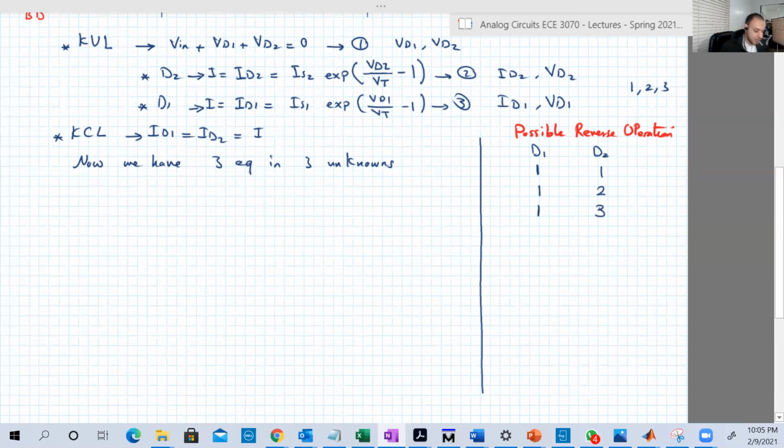Maybe diode 1 in region 2 and diode 2 in region 1. Maybe diode 1 in region 2 and diode 2 also in region 2. Maybe diode 1 in region 2 and diode 2 in region 3. Maybe diode 1 in region 3 and diode 2 in region 1. Maybe diode 1 in region 3 and diode 2 in region 2.